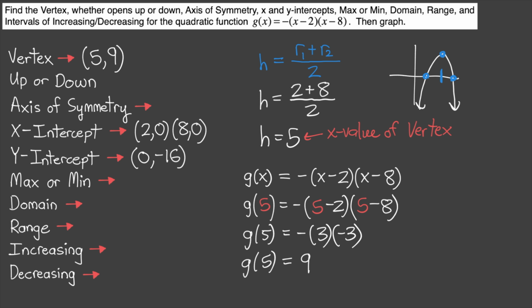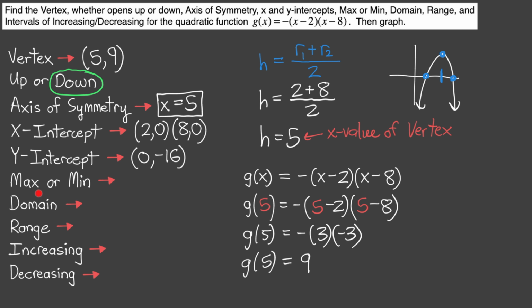(5, 9). All right. Now we can ask ourselves, does this parabola open up or down? Well, because a is negative out front, you can see that here as well, the graph is going to open downward. It's going to look like this. So I'll circle that over here. Our axis of symmetry is always x equals whatever the x value of the vertex is. In this case, the x value of the vertex is 5, so the axis of symmetry is x equals 5.